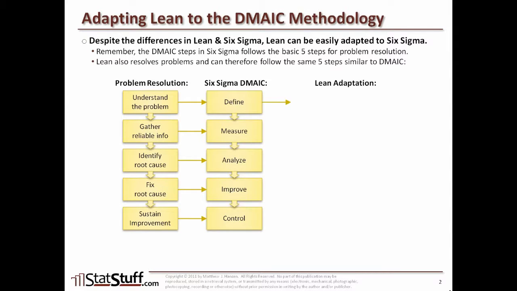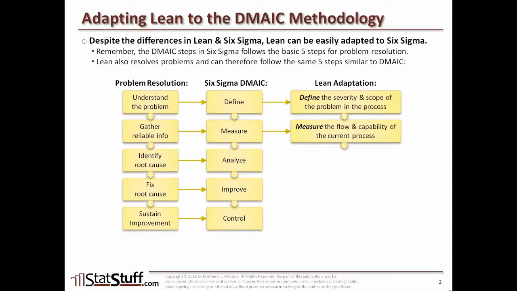For the define phase, when we're trying to understand the problem, that could be similar to saying we want to define the severity and scope of the problem in the process that is specific to the process, not necessarily the symptom as a result of the output from the process, but within the process itself. Then next, for the measure phase, where we're trying to gather reliable information, that's where we might want to measure the flow and capability of the current process. That is, again, the as-is process as it's currently performing. And then next, for the analyze phase, when we're trying to identify the root cause, that might be when we want to analyze the non-value added or those wasteful steps that occur within the process.